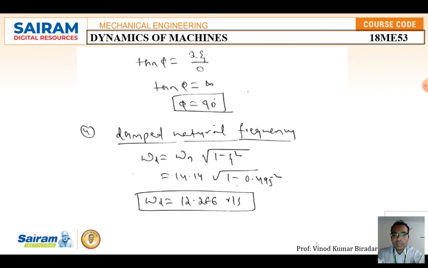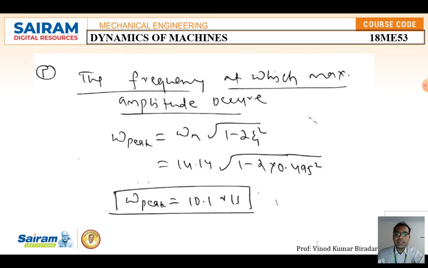Okay, the fourth one is the damped natural frequency. The damped natural frequency omega d is equal to omega n square root of 1 minus zeta square. Again we have the values of omega n and zeta. Just substitute, omega d is equal to 12.286 radian per second. The fifth one is the frequency at which the maximum amplitude occurs, that is, at the peak level. So omega peak is equal to omega n square root of 1 minus 2 zeta square. Again you substitute, and you get the frequency at the peak is equal to 10.1 radian per second.